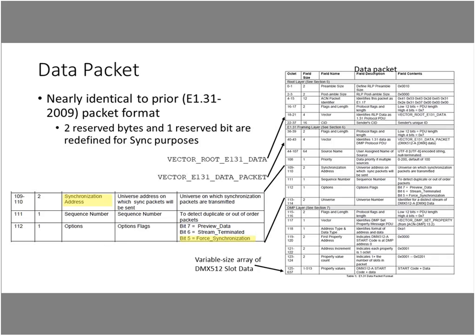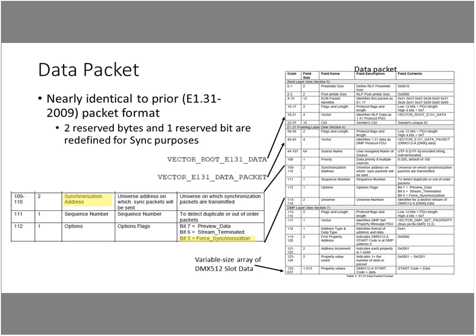This packet is copied right out of the standard. The standard is freely available, so I'm not going to go into every field of this packet. If you've implemented E1.31, if you're familiar with the standard, I'm only going to highlight the differences, because this, from 2016, looks an awful lot like the 2009 version.